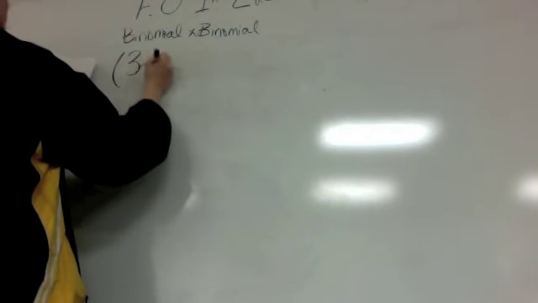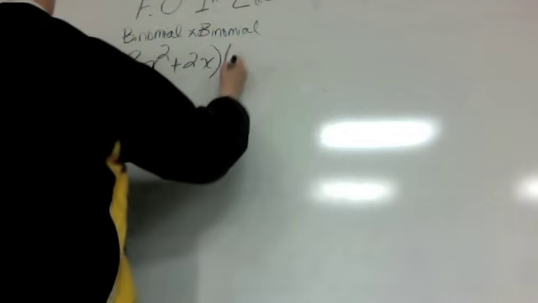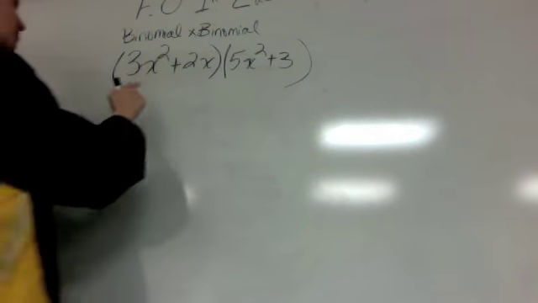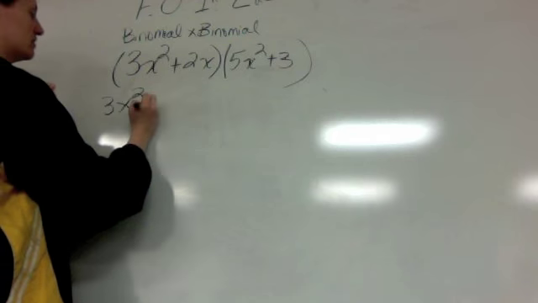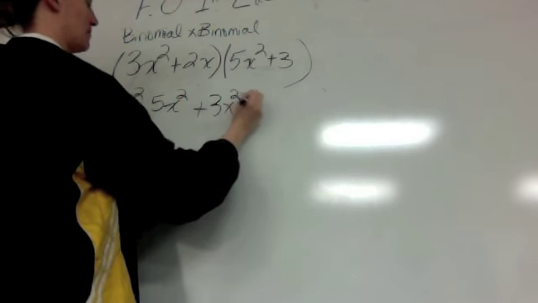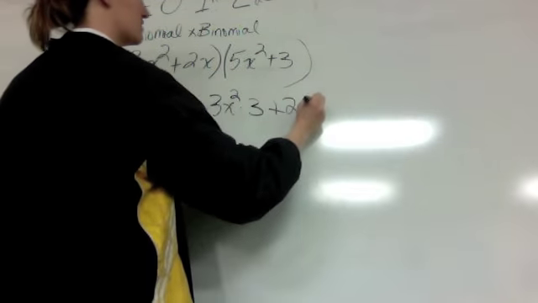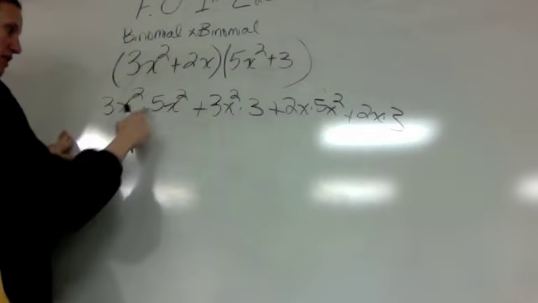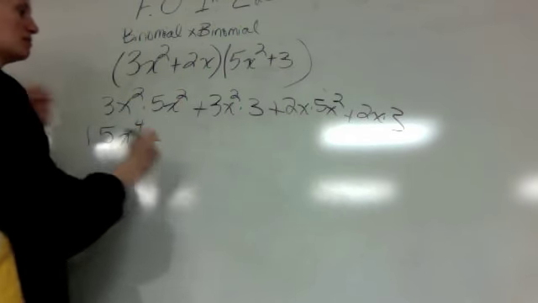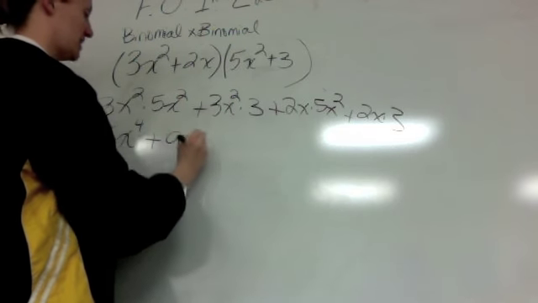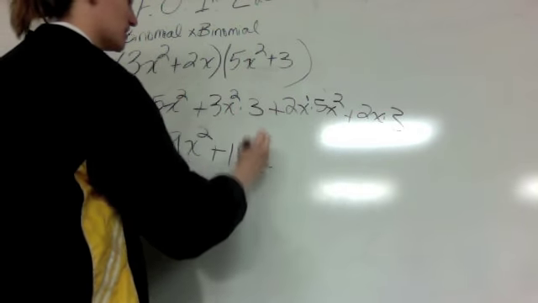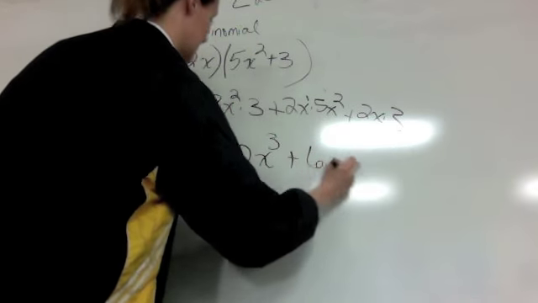This example, 3x squared plus 2x times 5x squared plus 3. I'm going to use the FOIL method here. So first, I'm going to take 3x squared times 5x squared plus my outsides are 3x squared times 3. My insides are 2x times 5x squared. Okay, 3 times 5 is 15. x squared times x squared is x to the 4th. Remember, you add your exponents. Plus 3 times 3 is 9, so that's 9x squared. Plus 2 times 5 is 10. x to the 1st times x squared is x to the 3rd. And 2x times 3 is 6x.